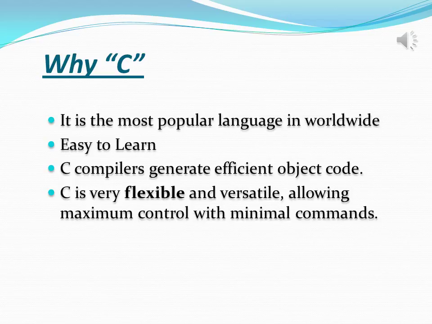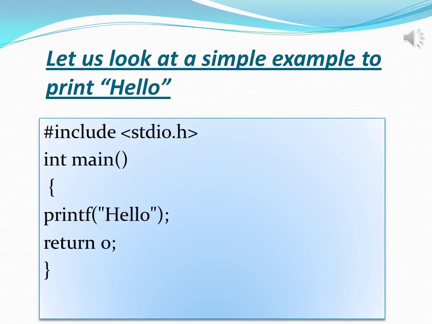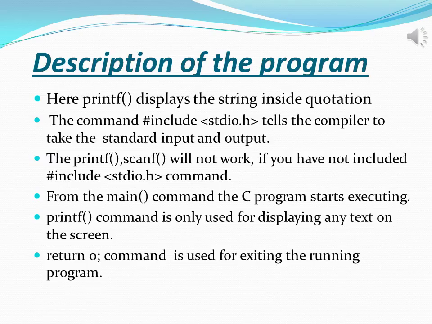Easy to learn. C compilers generate efficient object code. C is very portable. Let us look at a simple example to print hello. Description of the program.